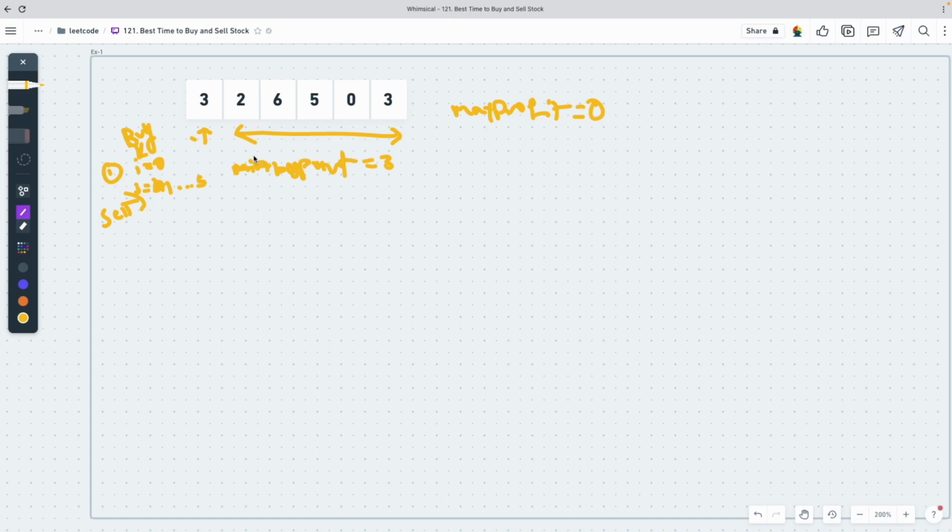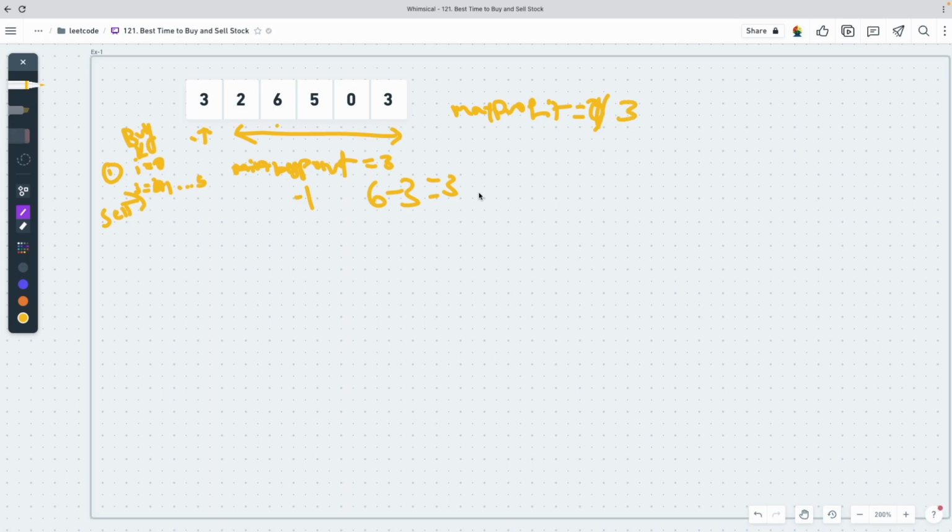Okay, so you are selling at 2 and buying at 3, so the profit would be minus 1, which is less than 0, so this won't change. Then j goes to 2. Here the profit would be 6 minus 3, which is 3. 3 is greater than the current max profit, so we will update this value with 3.